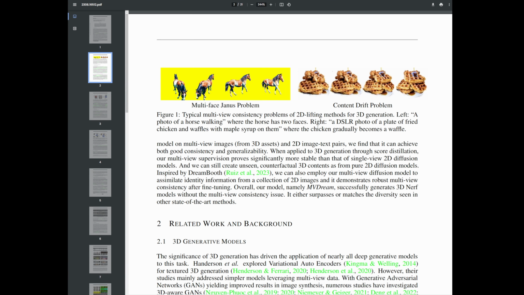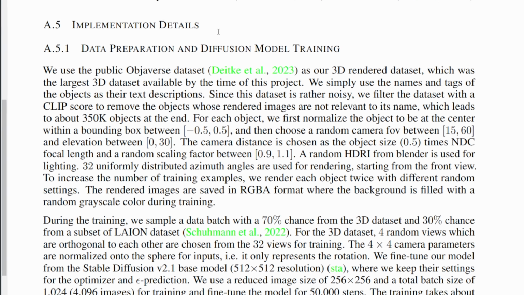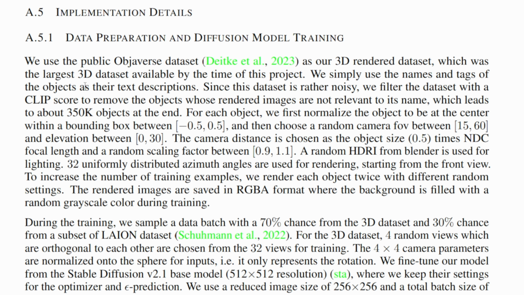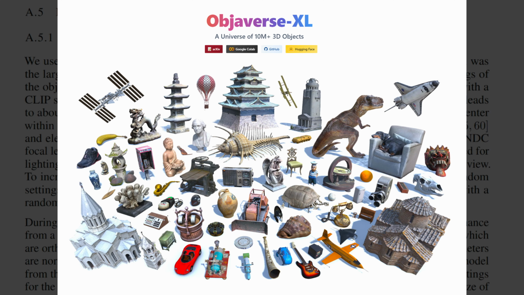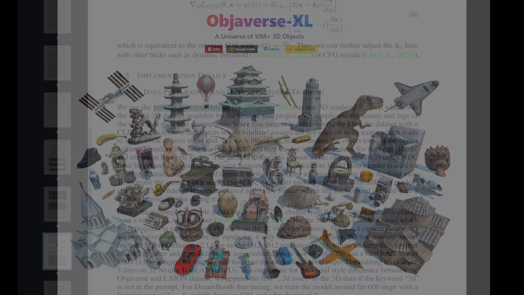The paper is pretty thorough, and the authors even go over the dataset preparation in the appendix. So if we jump there, it's after the citations. We can see that they're using renders of 3D objects from this public Objaverse dataset.